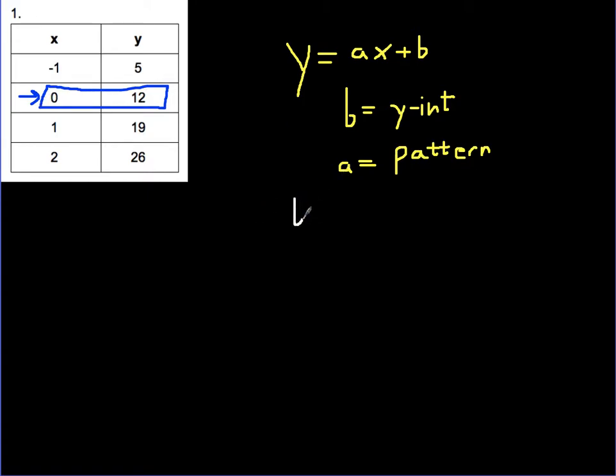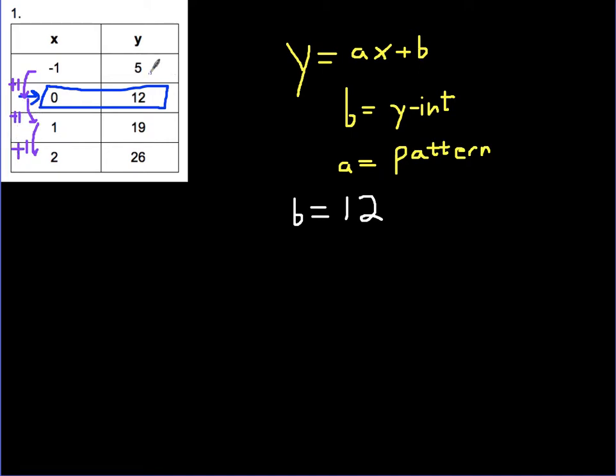So here, I know right away b is 12. The coordinates would be (0, 12), so b is 12. That's where this line touches the y-axis. So now we'll also look for a pattern. First I want to check that my x values increase by 1, and they do. Negative 1 plus 1 is 0, 0 plus 1 is 1, 1 plus 1 is 2.